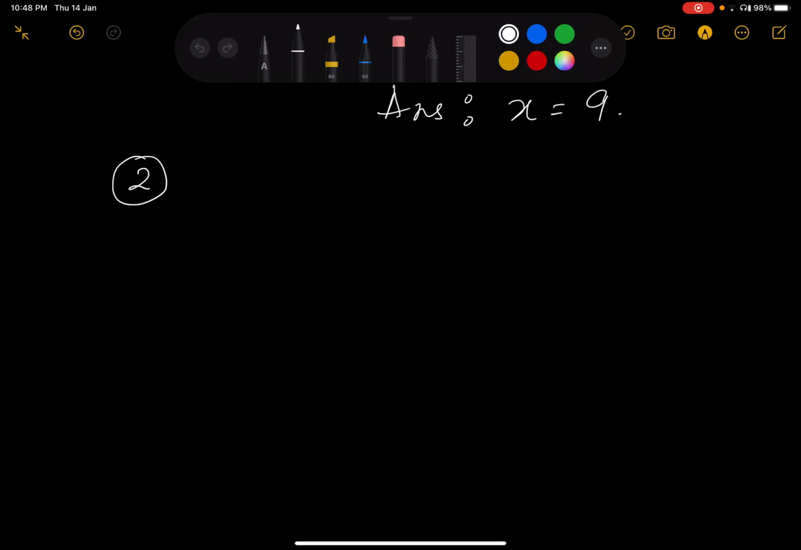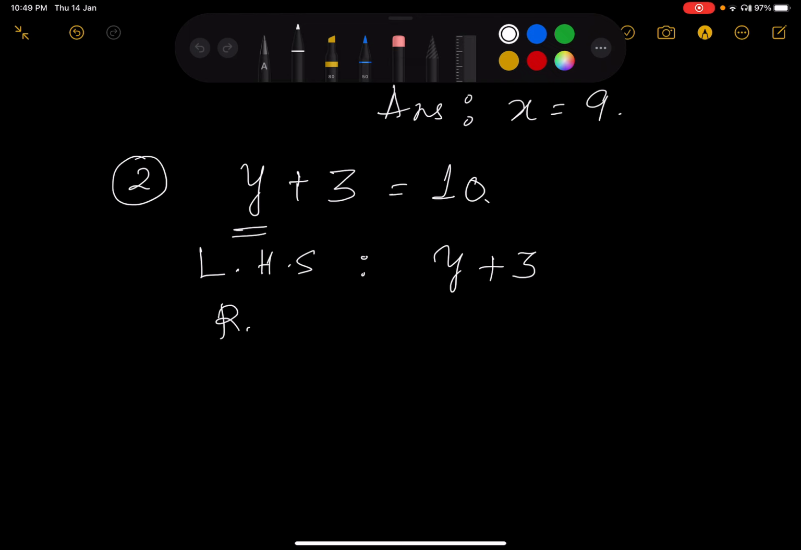For example, second problem. Second problem is given: y plus 3 is equal to 10. So, students, what are your quantities given in this linear equation? It is y, which you do not know what the number can be, and then the numericals, that is plus 3 and 10. So, you can write left hand side what is given, y plus 3, right hand side what is given, it is the number 10.